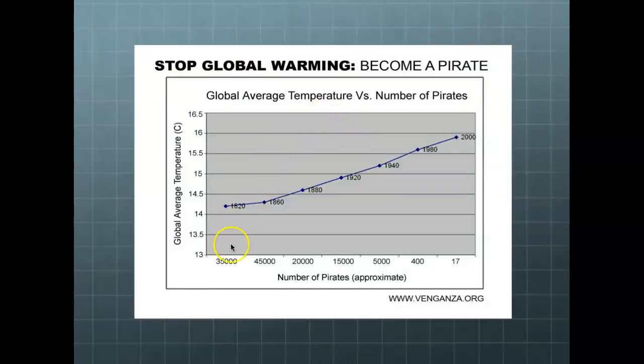Or, for example, this graph. The graph seems to show correlation between the number of pirates, which are decreasing from 1820 to 2000, and the global average temperature increasing from 14 degrees Celsius to almost 16 degrees Celsius. So it seems like there is a causation that the decreasing number of pirates caused the global temperature increase. That's why this funny name of the graph, Stop Global Warming, Become a Pirate.